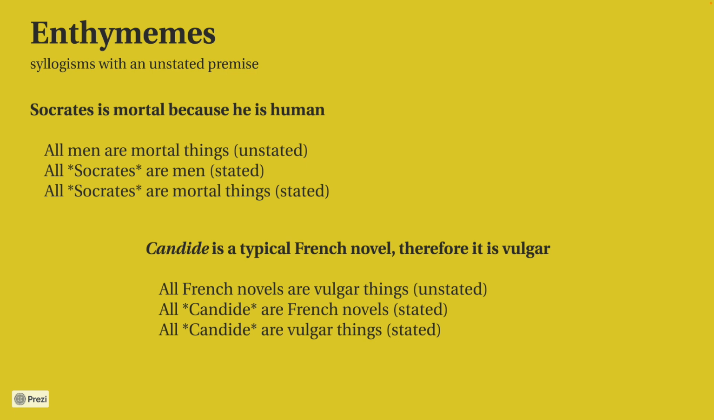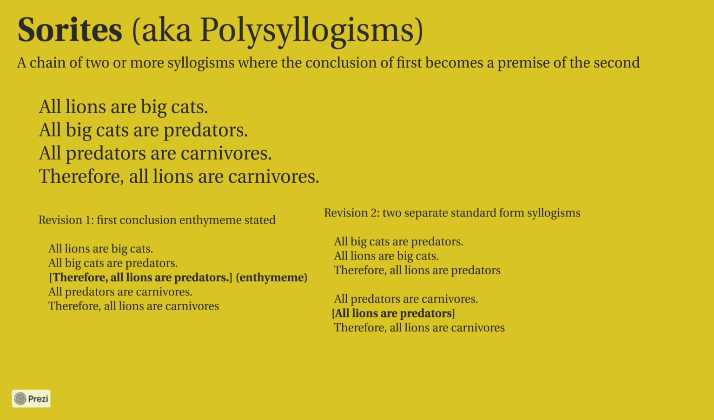Finally, we need to consider sorites, because this is also something you may encounter. Relating to the Greek word for heap, as in a pile of stuff, sometimes people try to pile on arguments, and things get a little complex because one argument leads directly into another. A sorites, also called a polysyllogism, is when we have a chain of two or more syllogisms where the conclusion of one becomes the premise of the next. Now, these can become quite complex, especially if the speaker is careless with logic or with their language. But here's a simpler example. All lions are big cats. All big cats are predators.